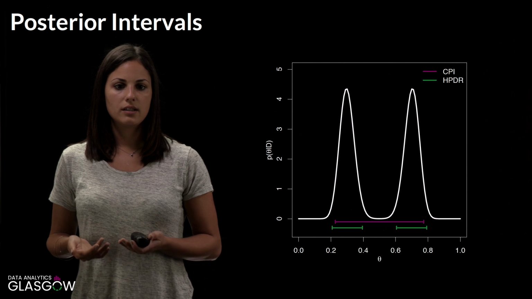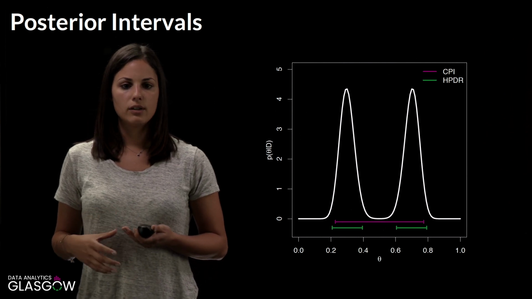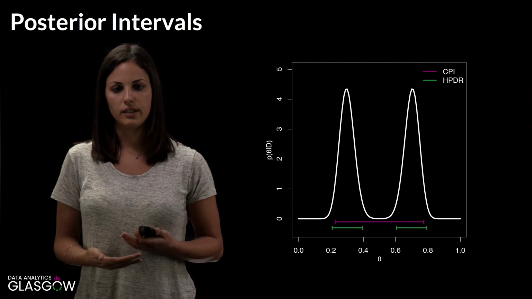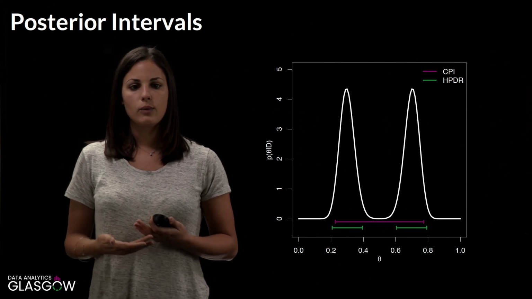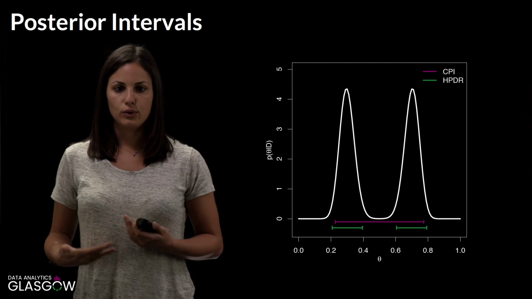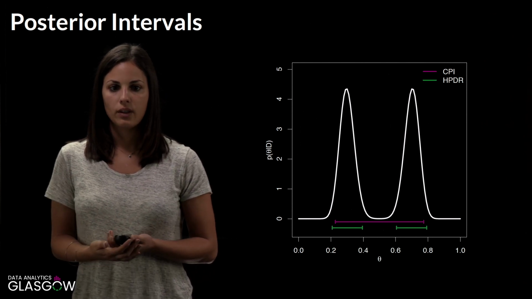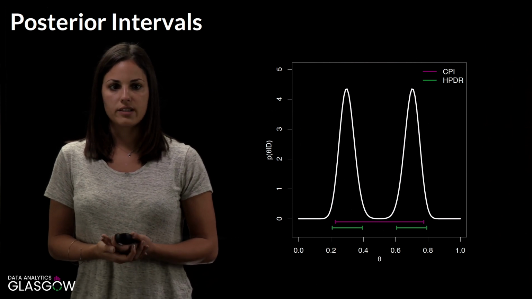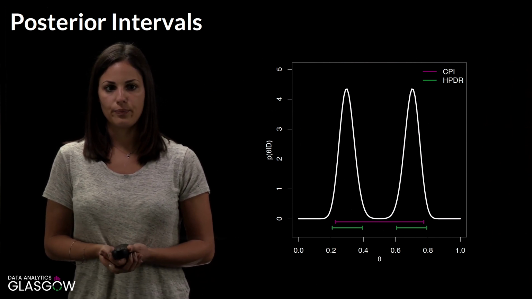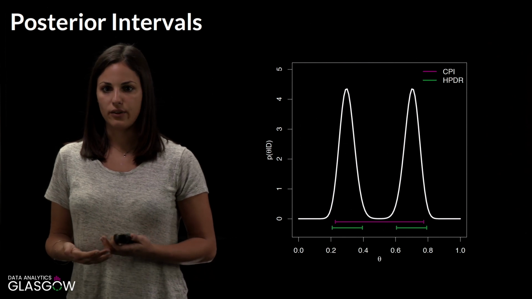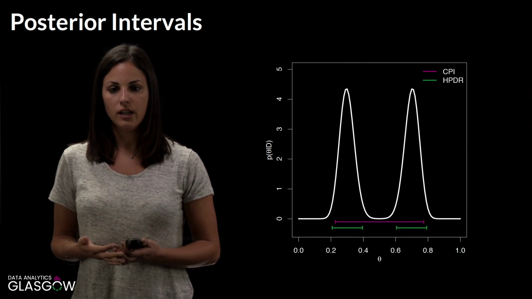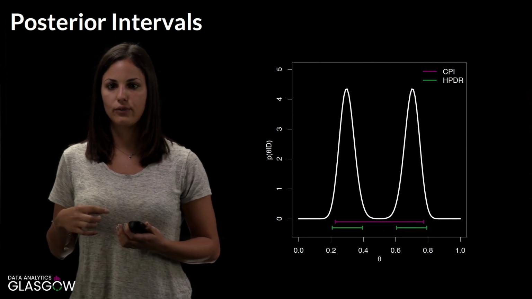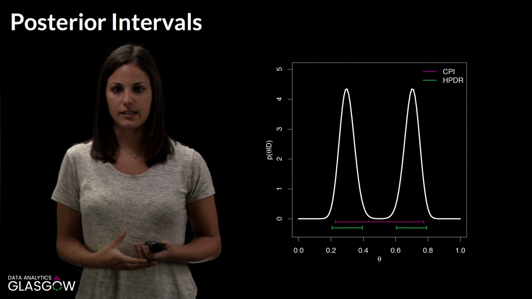This can be slightly misleading because, for example, the value of 0.5 for theta is included in that interval when we can observe that it has very low density, very close to 0. Therefore, we consider another type of posterior interval known as the highest posterior density region. The highest posterior density region includes the values of theta that have density that constitutes the 95% of the highest densities.